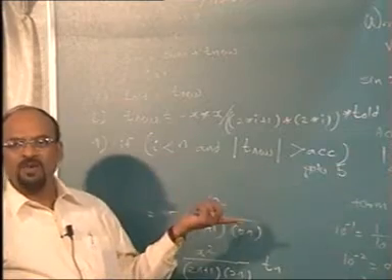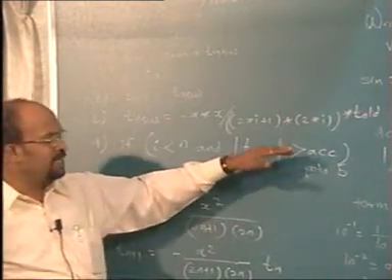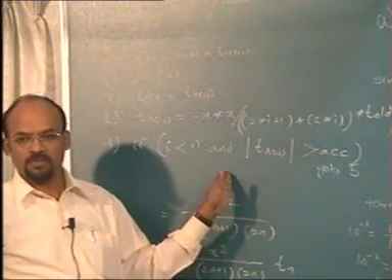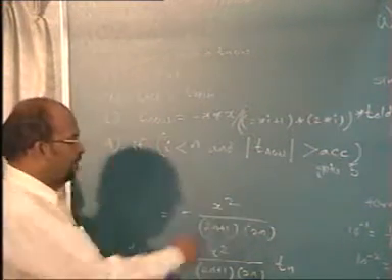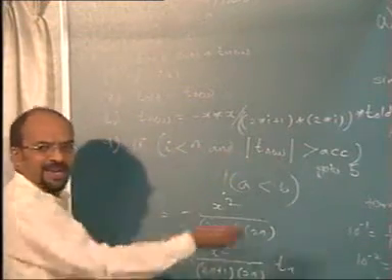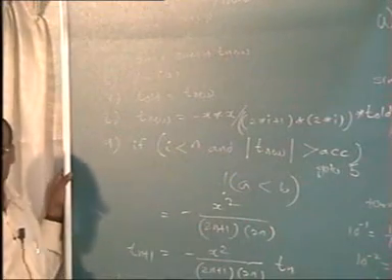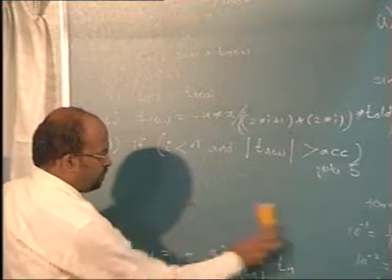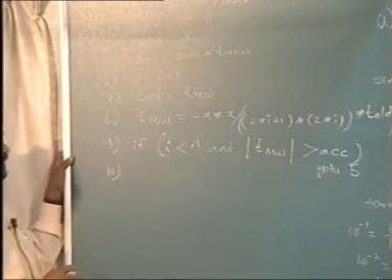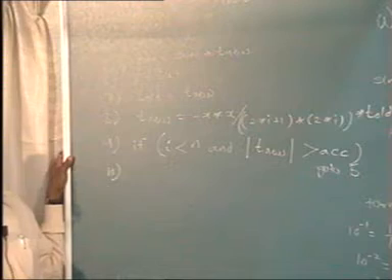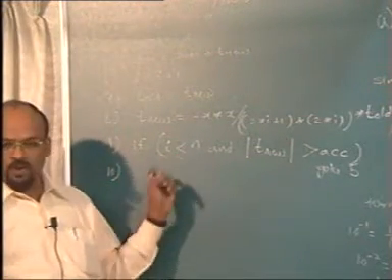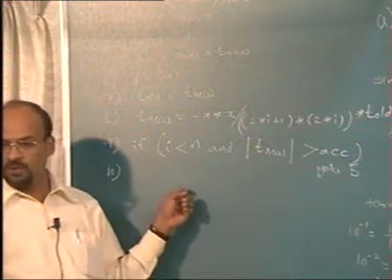Or other way around, how will you write it? As new term is less than accuracy, NOT of it. NOT of A less than B is actually A greater than or equal to B. So I am writing it the other way around. And then there are two ways by which you can come out. Because this being AND, if this is false, you will be out. If this is false, you will be out.